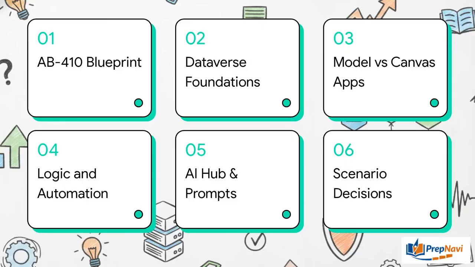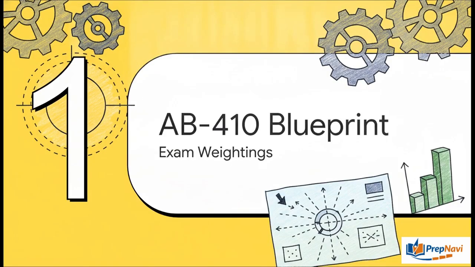So here's the roadmap for today. We're going to build our knowledge sequentially, which is exactly how you'd architect a solution in the real world. We'll start with the blueprint and Dataverse foundations, move our way up to the user interface, dive deep into some heavyweight logic, inject custom intelligence, and then finish up with a few final scenario decision trees. All right, let's kick things off with Section 1, the AB-410 blueprint.